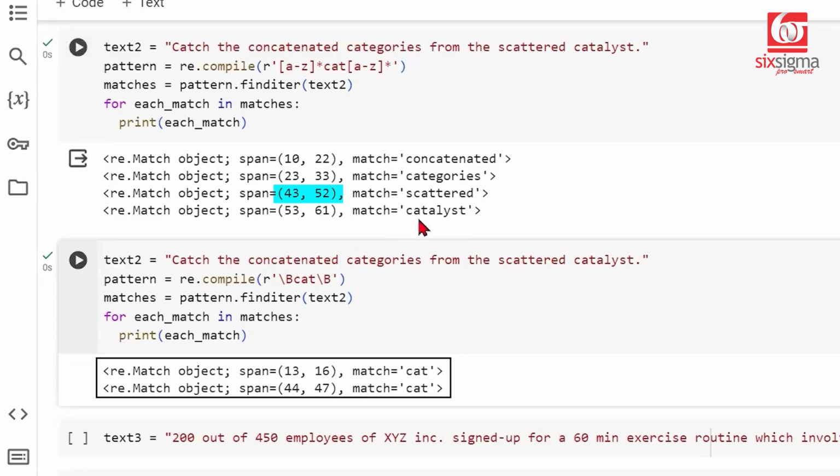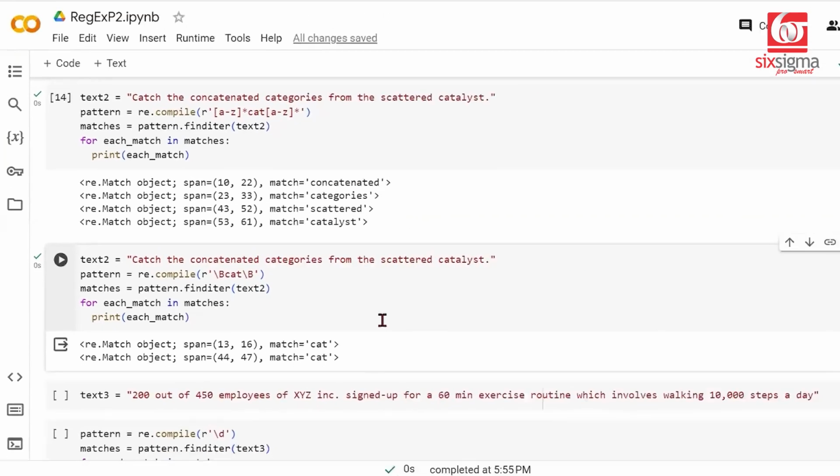43 to 52. So again, if you exclude S, it would have started with what? If S was at 43, C would be at 44, right? So thereafter it's capturing. When we said the pattern that we're looking for is such that it is not preceded or succeeded by a word boundary, then we got these as output. Because categories was preceded by a word boundary. So was the word catalyst. It was again preceded by a word boundary. So it kind of gave us a filter.